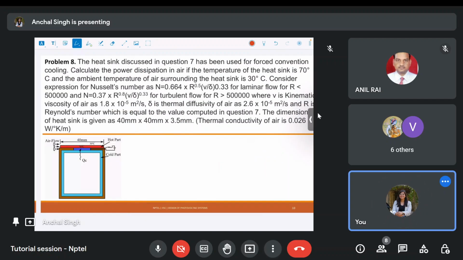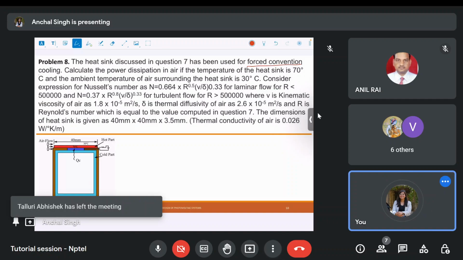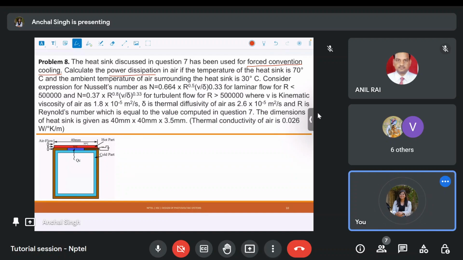So next question is, the heat sink discussed in question 7 has been used for forced convection cooling. So now we are doing forced convection cooling and calculate the power dissipation in air. So in air, how much power is dissipated? If the temperature of the heat sink is 70 degrees Celsius and the ambient temperature of the surrounding air is 30 degrees Celsius. Consider the expression for Nusselt number. They have given the standard equation for laminar flow and for turbulent flow. In the previous question we have calculated R as 22.222 into 10 to the power 3.